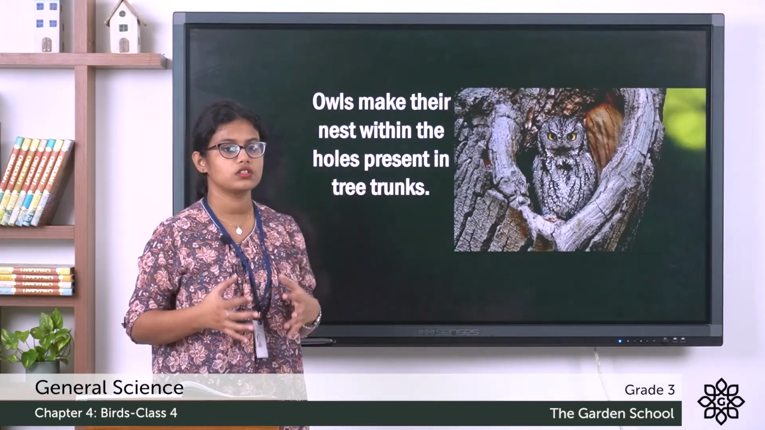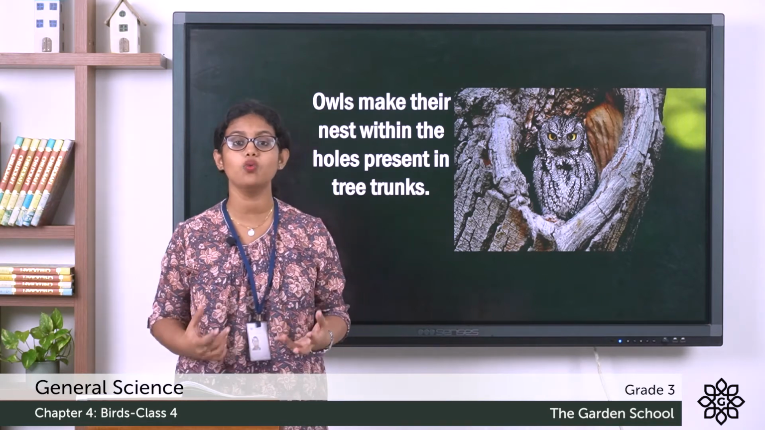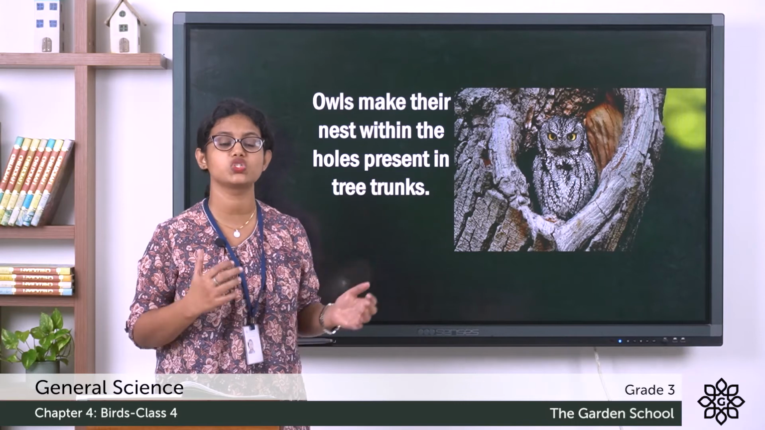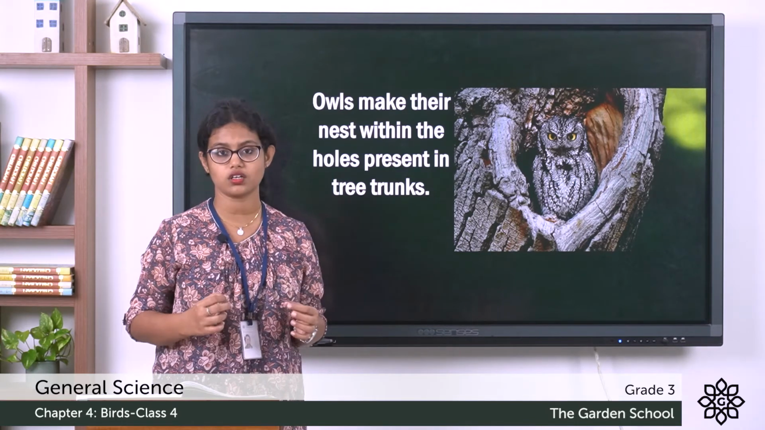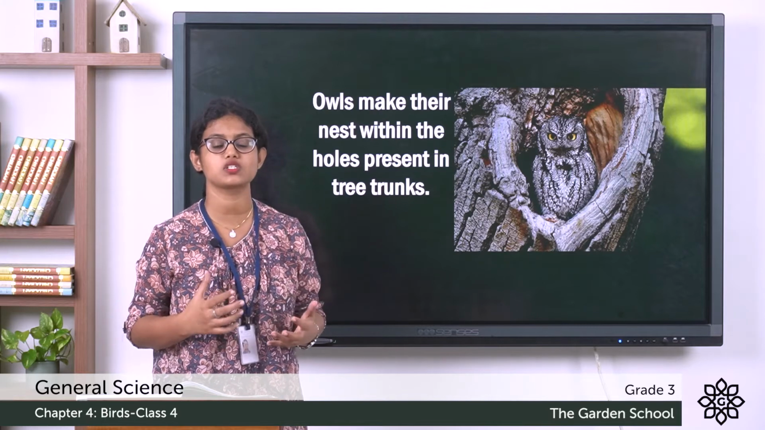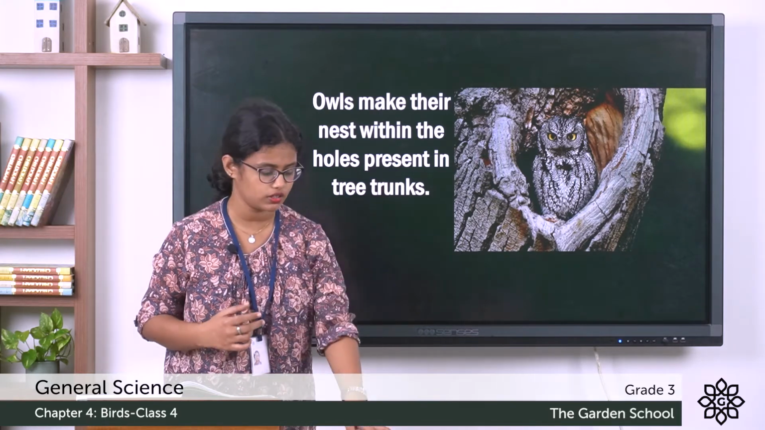The next one is the owl. You know where this owl makes its nest? The owl makes its nest in the holes which are present in the tree trunk. So the owls make their nest in the holes present on the tree trunk.